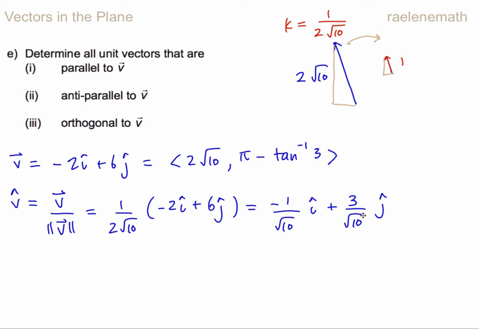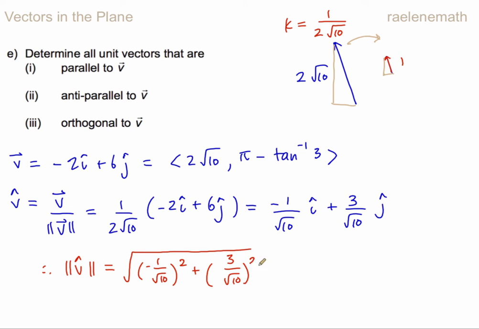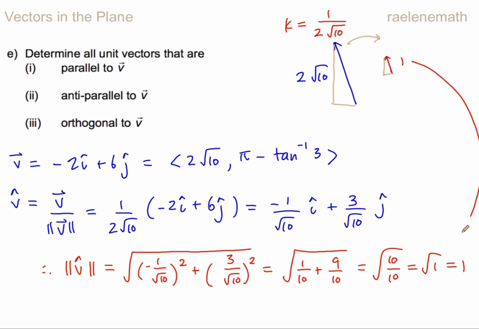This will guarantee that we have a magnitude or a vector length of 1. And we can do that quickly to check. The magnitude of vector v hat is going to be the square root of -1 over the square root of 10 all squared, plus 3 over the square root of 10 all squared, which gives us the square root of 1/10 plus 9/10, and the square root of 10/10 is the square root of 1, which is equal to 1. And so we have the desired magnitude.